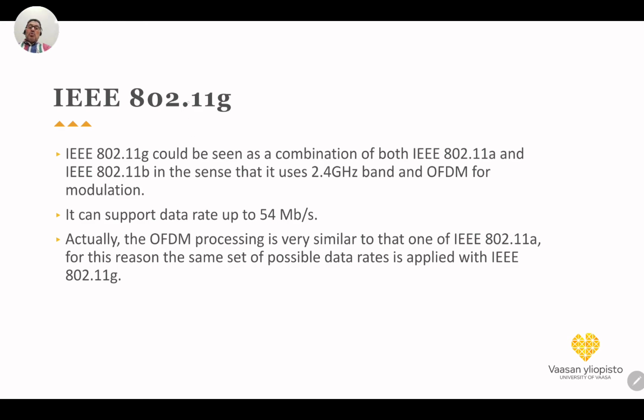Then we have 802.11g, which also uses OFDM but at 2.4 gigahertz, and also supports up to 54 megabits per second. Actually, it is almost identical to 802.11a, but the only difference is the frequency. They use the band around 2.4 gigahertz instead of 5 gigahertz.